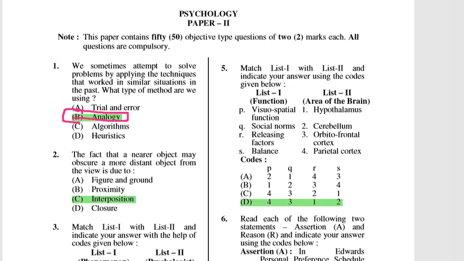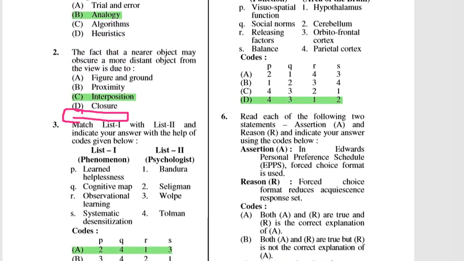Alright, so moving on to the next question. Question number 2 states that the fact that a near object may obscure a more distant object from view is due to, options are given as A, figure and ground, B, proximity, C, interposition, and D, closure. So the correct answer, as you can see, is interposition. Our eyes are made up like that.